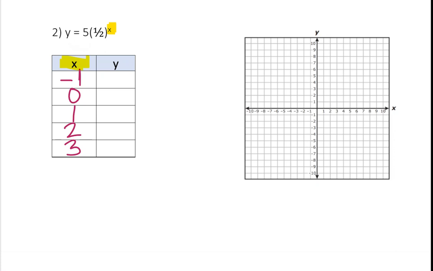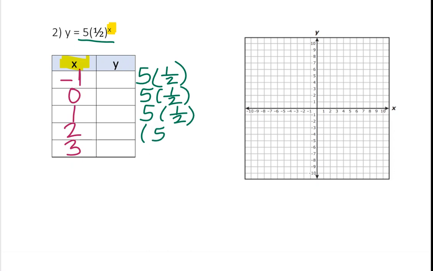And this first part of my equation is going to stay the same. 5 times 1/2. So I can go ahead and write this in for each part of the table because that's not going to change at all. Sorry, there's no parentheses there. Okay. My exponent, however, is changing. The first exponent is going to be an x value of -1. When I plug that into my calculator, I get a y value of 10.